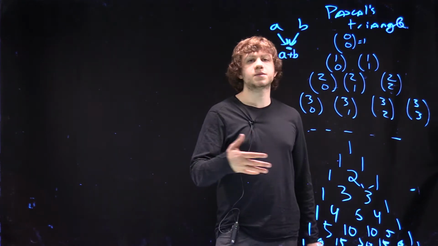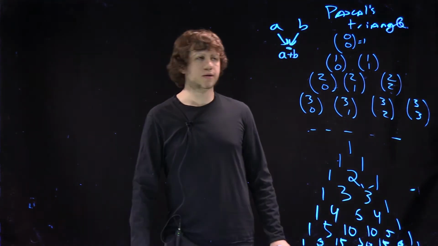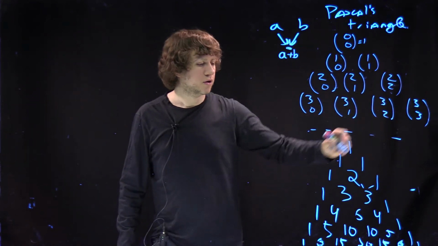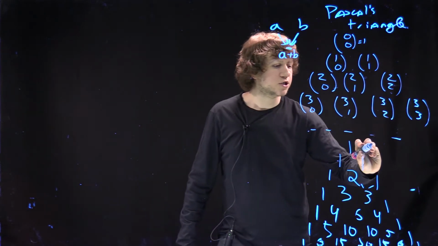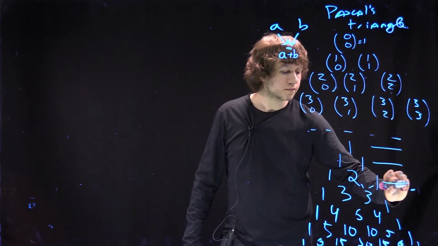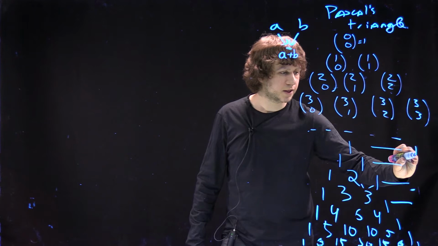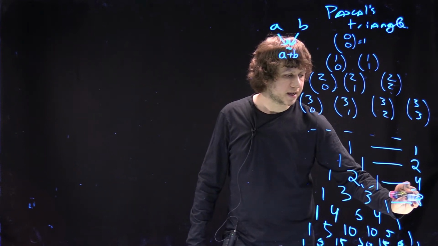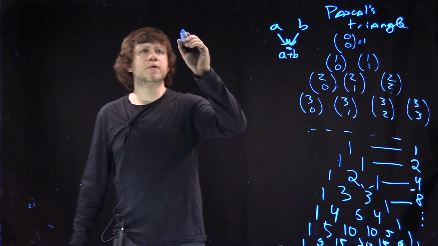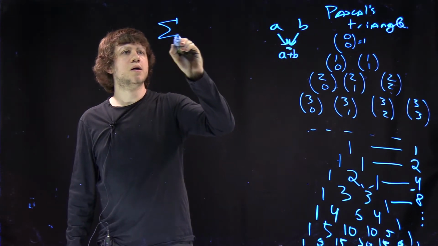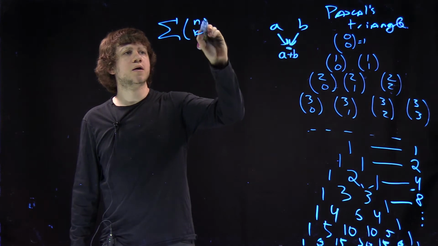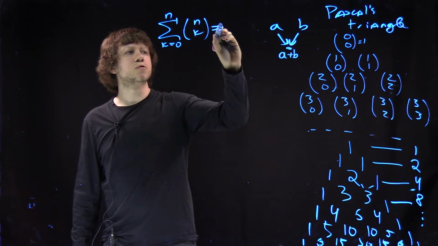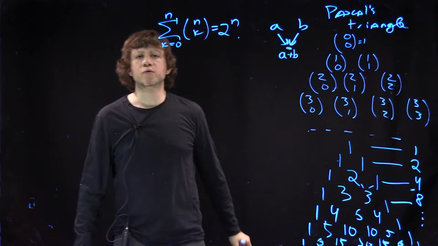Before we do that, let's prove a few more combinatorial identities. One of the most famous is that if you sum up all elements in each row, we get powers of 2: 1, 2, 4, 8, and so on. Formally speaking, the sum of n choose k from k equal to 0 to n equals 2 to the power n. So how to prove this one?